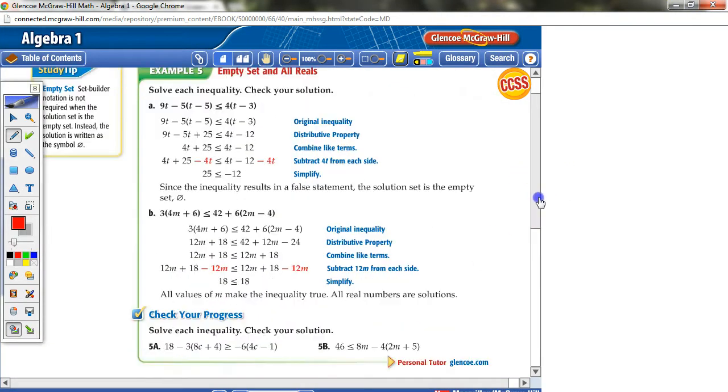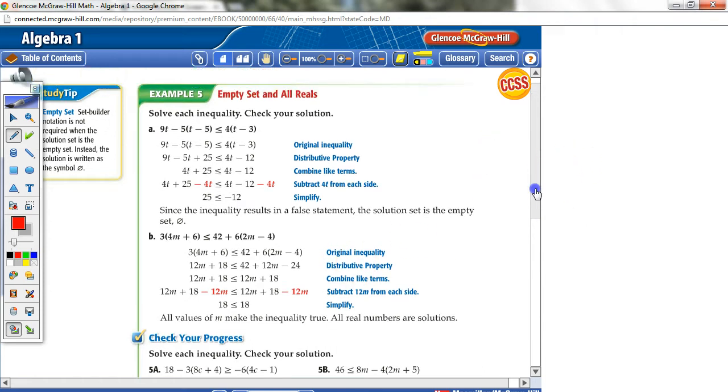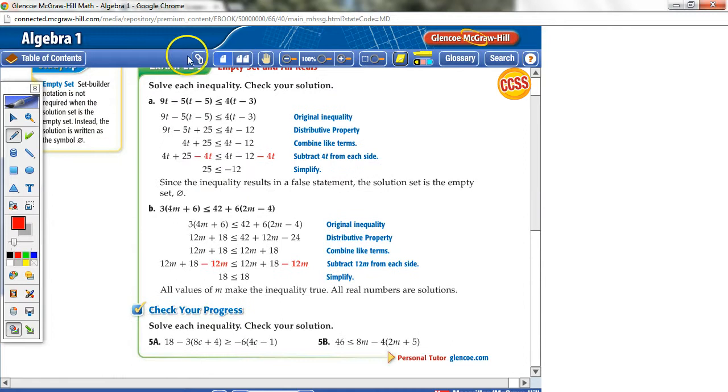Okay. So a few more problems here. So when you have empty set and all real numbers. Okay, so when you solve an inequality like this, and you come down all the way here, we're not going to go through each step here, but when you come down and you have something like 25 is less or equal to 12, you got rid of your terms with the variable, so you have left 25 is less or equal to negative 12. Is that true? 25 is not less or equal to negative 12. It's actually greater. So the solution set is an empty set. And you can write it with this symbol here, empty set.